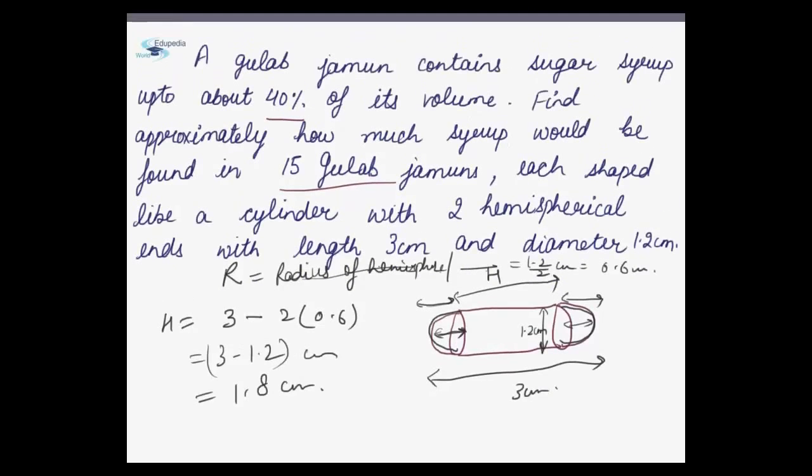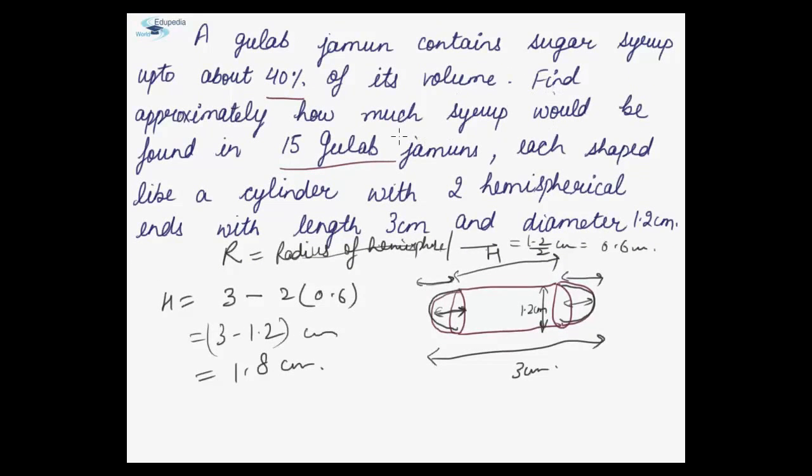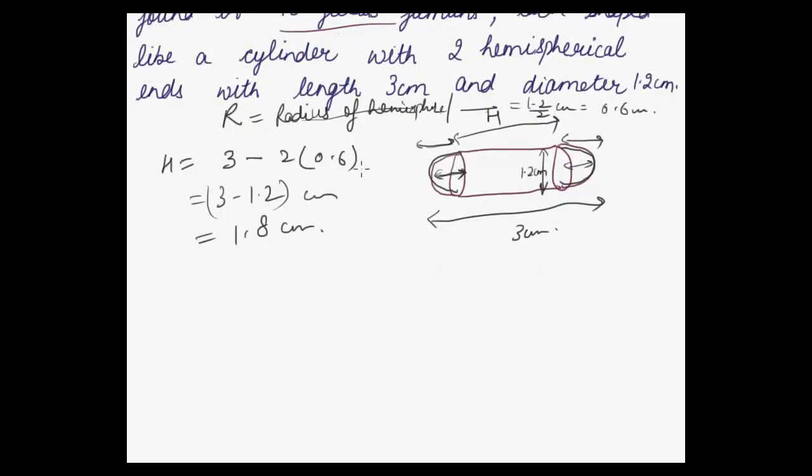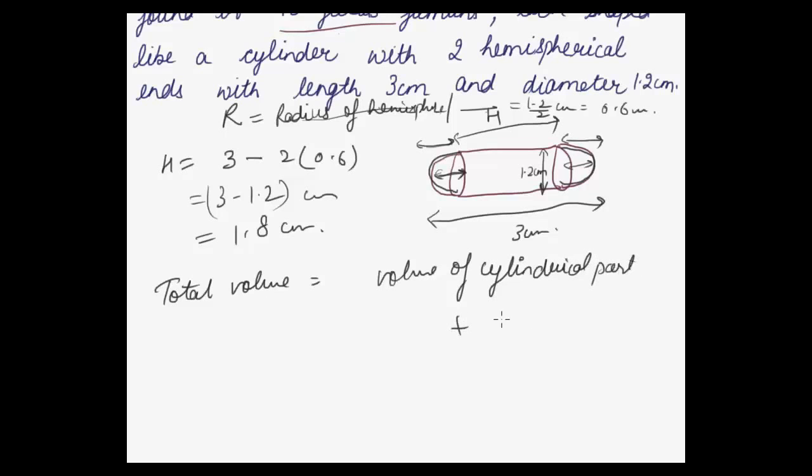Now we need to find how much syrup would be in 15 gulab jamuns, if 40% of gulab jamun contains syrup or sugar syrup. Friends, first of all, let us calculate the total volume of this gulab jamun. Total volume will be volume of cylindrical part plus 2 into volume of one hemisphere.